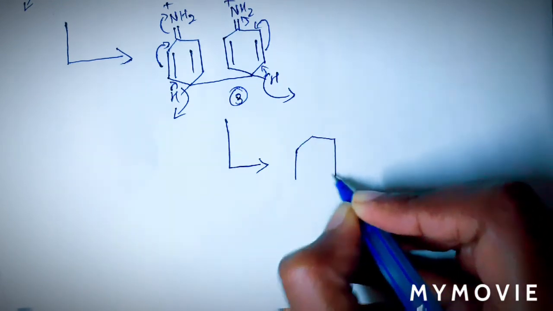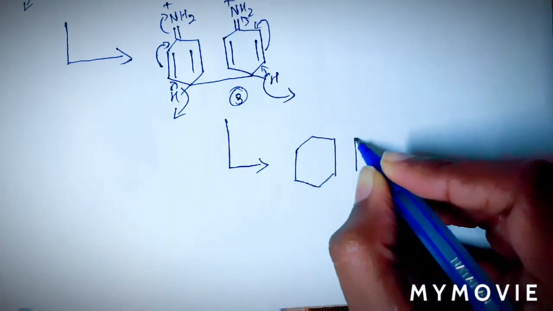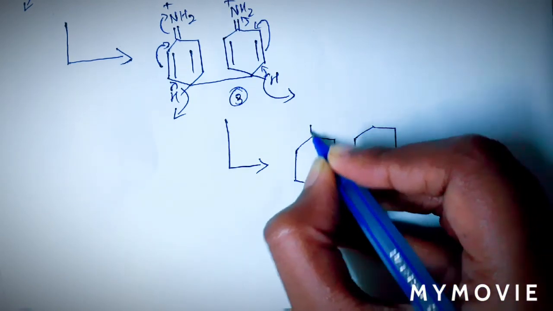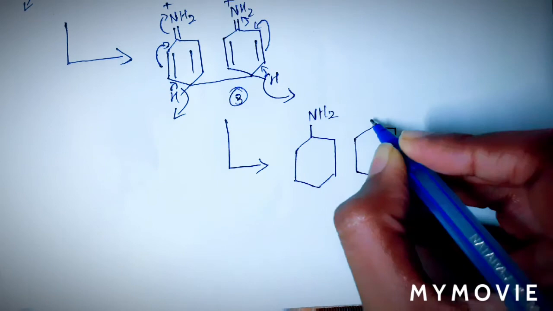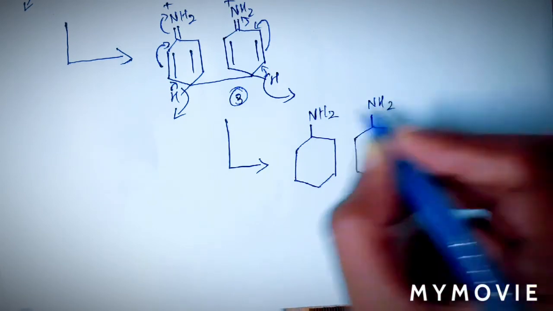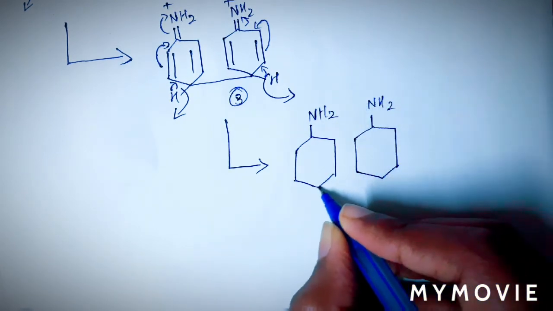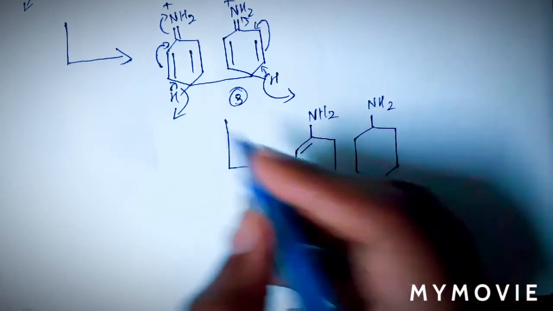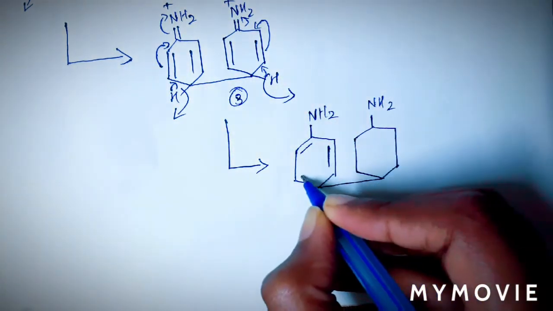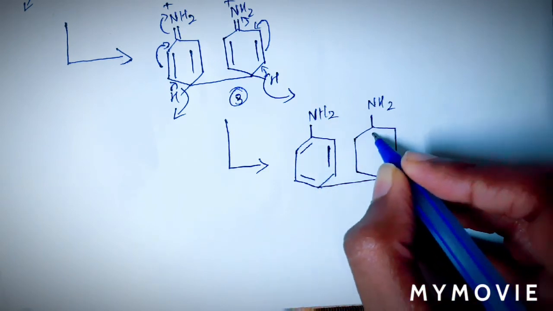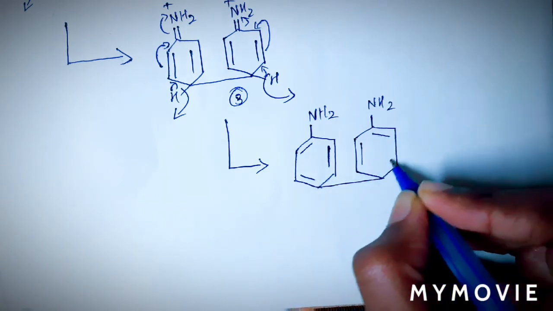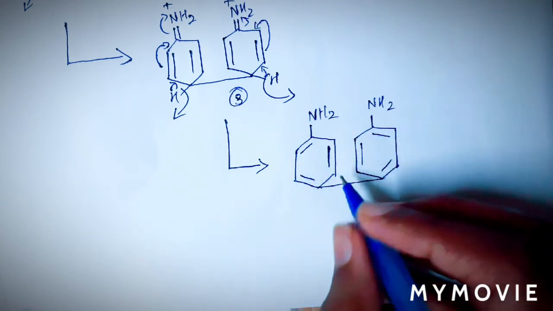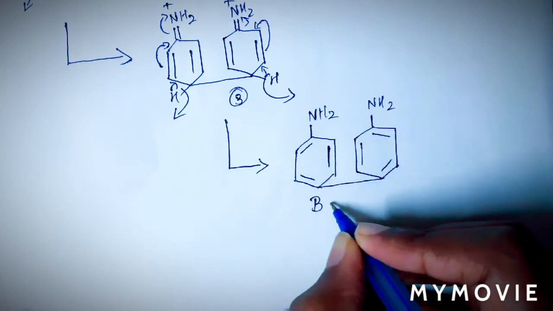It will have the two benzene rings as such. Now NH2 plus has become just NH2 with a single bond. Here again NH2. They are not linked here. These two rings are attached here, and the bonds, because of the shifting, will change their positions like this. So this is the final product, which is called benzidine.